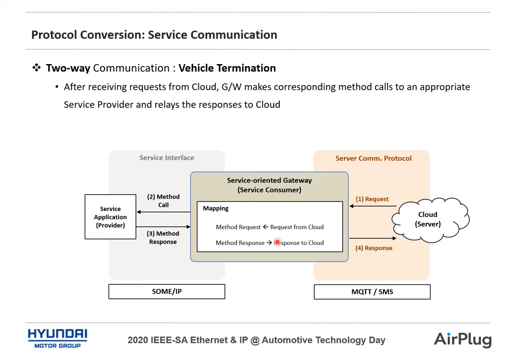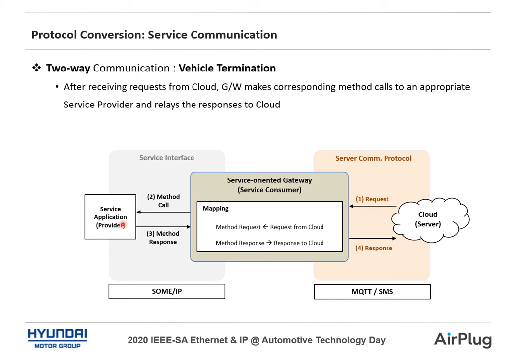When the gateway receives an MQTT message from the server, then the gateway parses the message and finds out that this is a request message. If it is an appropriate request, then the gateway composes a service request and delivers it to the corresponding service provider application. Now, SOME/IP is used for this service request.